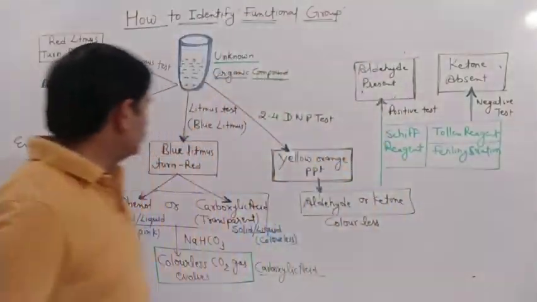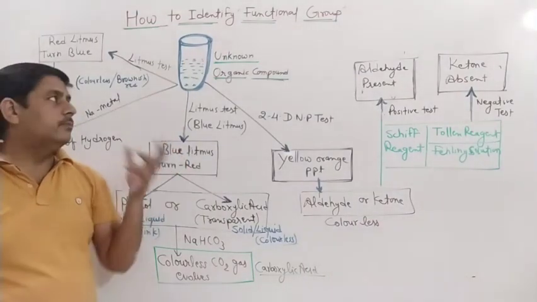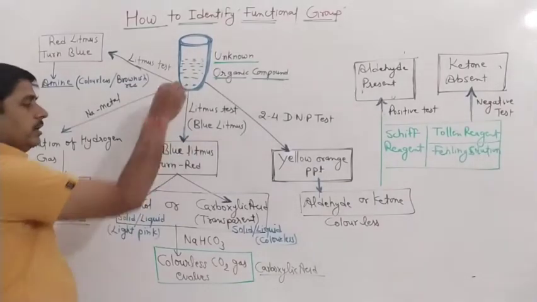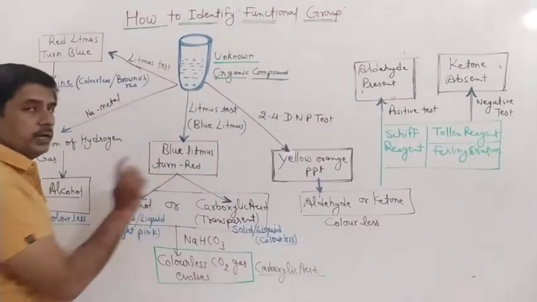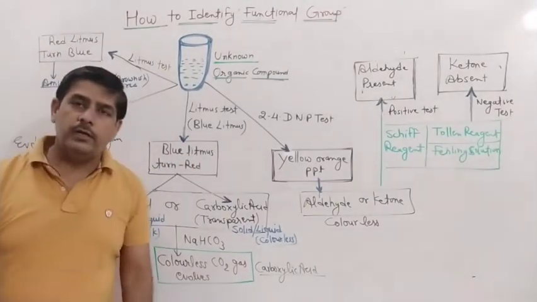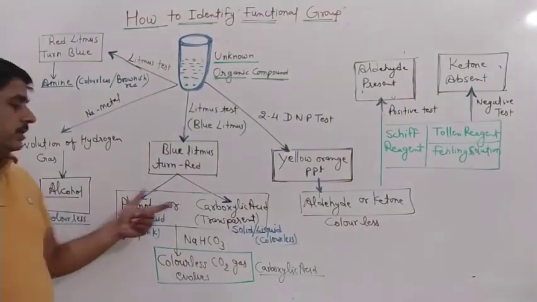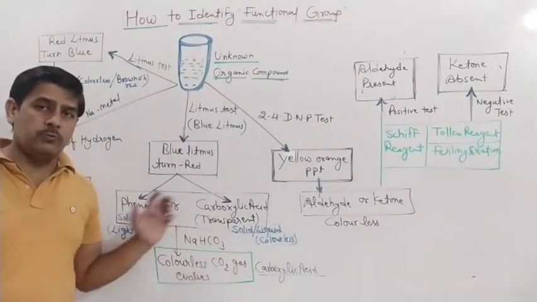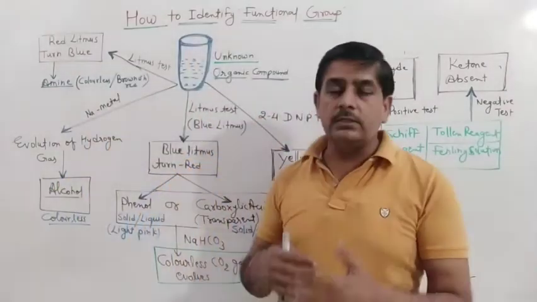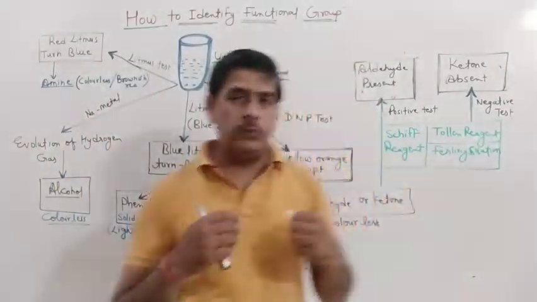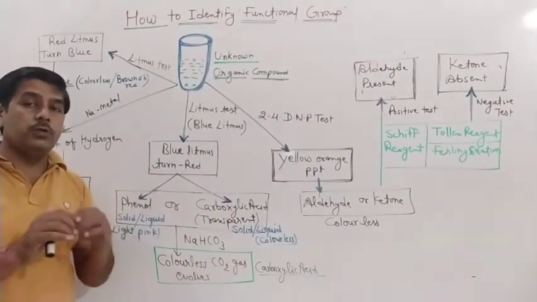Suppose you have a blue litmus and you are testing this organic compound, and as soon as you add the litmus to the compound you find that the blue litmus is changing into red. If blue litmus is changing into red, obviously there may be two functional groups here: one is phenol and the second may be carboxylic acid. One of them can be present. But how can you identify which it is, carboxylic acid or phenol? How can we distinguish?